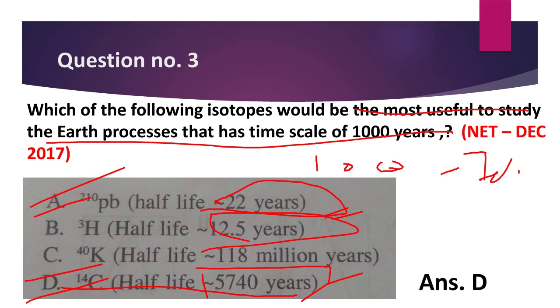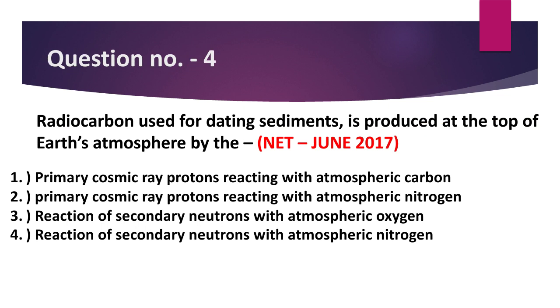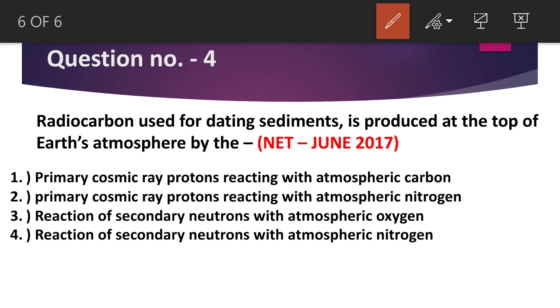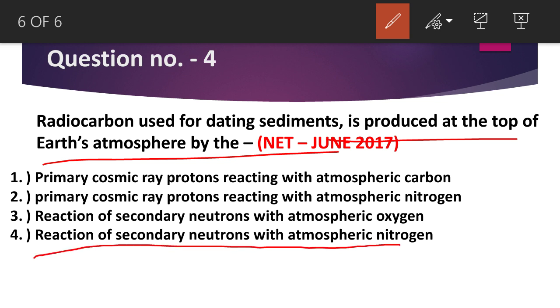So now the fourth and last question: radiocarbon used for dating sediment is produced at the top of the earth's atmosphere. Why? It is produced by the secondary neutrons with atmospheric nitrogen. When secondary neutrons react with atmospheric nitrogen, it leads to the formation of carbon-14.